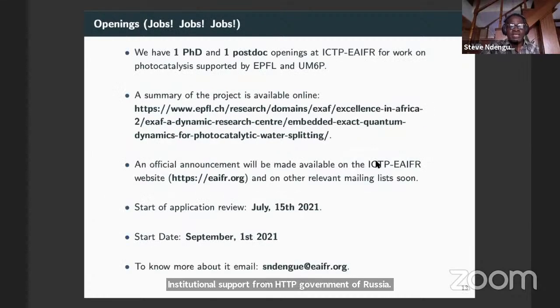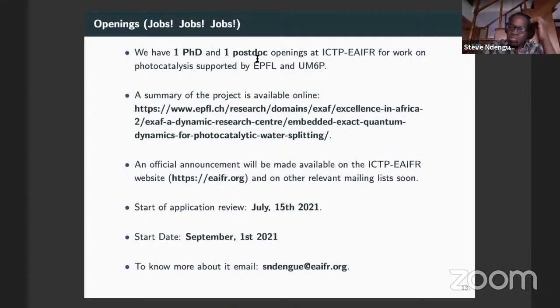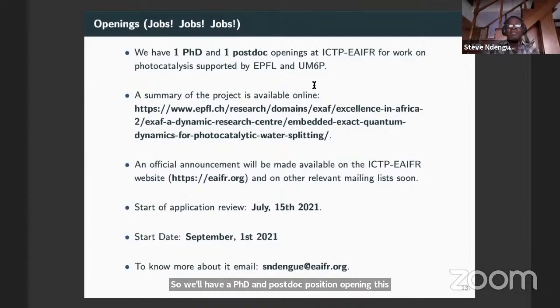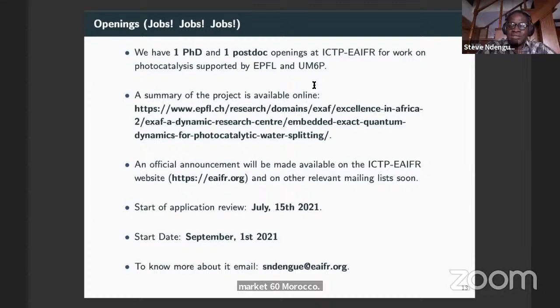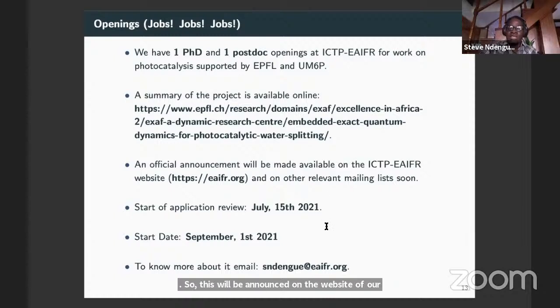And finally, I would like to do some little advertisement. We'll have a PhD and postdoc position opening this fall. This is a project that is supported by EPFL and University Mohammed VI in Morocco, and the work will be around the topic of photocatalysis. This will be announced on the website of our institute later on, maybe next week. If you have any interest in this type of research, you should feel free to email us. So I'm going to end now, and thank you for your kind attention.